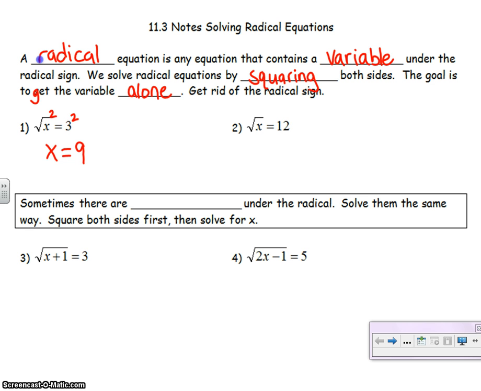So when we have the square root of x equals 12, we'll square both sides, and we get x is equal to 144. Okay, sometimes there are binomials under the radical, and we're going to solve them the same way. We will square both sides first, and then we will solve for x.